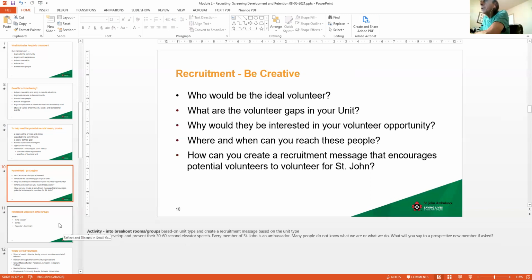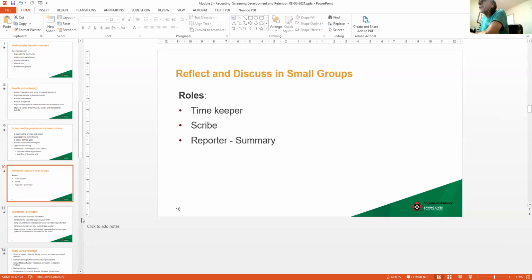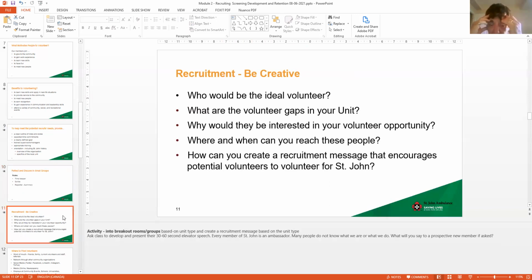Okay, so you take the slide, reflection and discussion. We need a timekeeper, and here are the questions. So people take a minute by themselves. Does that make sense? So before we get to the questions, we say, okay, reflect and discuss in small groups. Identify a timekeeper, a scribe, a reporter. And now here are the questions. So they take a few minutes by themselves. I always give people a few minutes by themselves, and then they go into the group and discuss it.